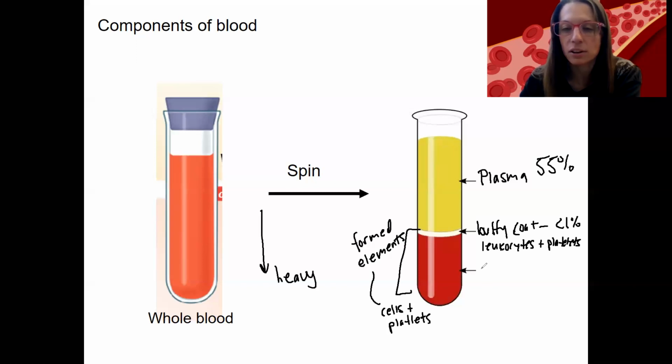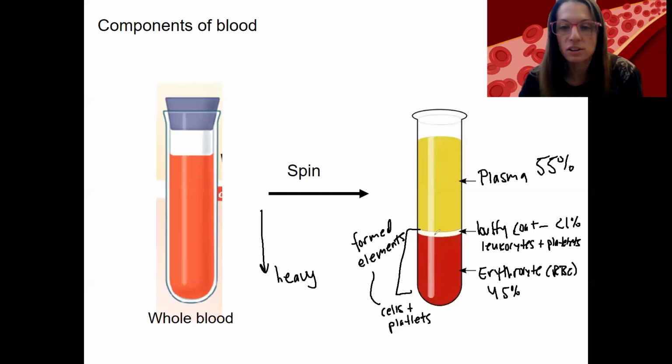This last layer down here is the erythrocyte, or red blood cell, same thing. This layer is about 45%. So these are going to be involved in carrying oxygen and carbon dioxide throughout the body. And then these two components here, right? These cells that were more dense and heavy, all the cells are down low and this watery solution's up top. Again, we'll go into each of these components in a little more detail in future videos.